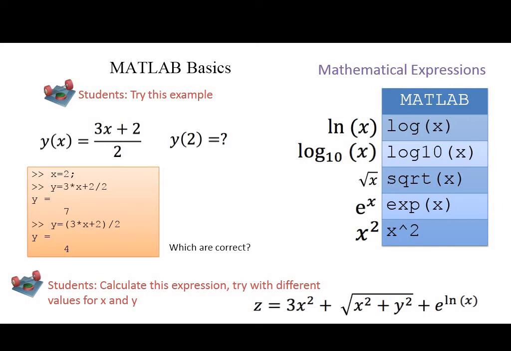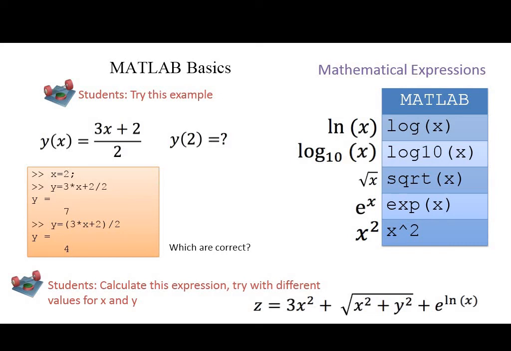Suppose you want to know the answer of y = (3x + 2) / 2. If you write this equation in the correct manner, then you will get the correct answer. So if x = 2 and you want to know the value of y, the answer is very simple: 3 times 2 is 6, plus 2, divided by 2. So the answer would be 4.